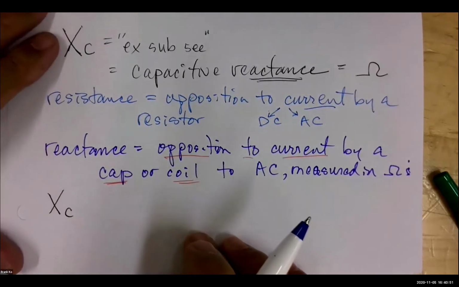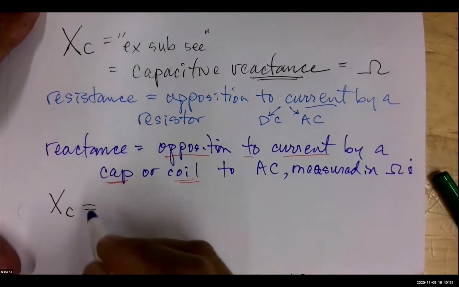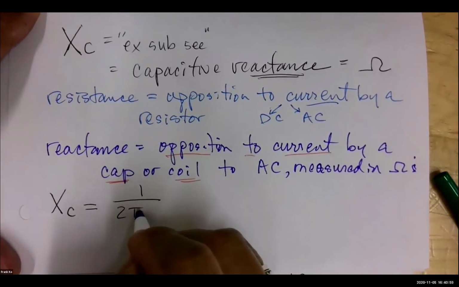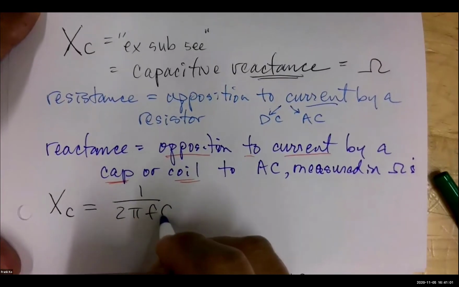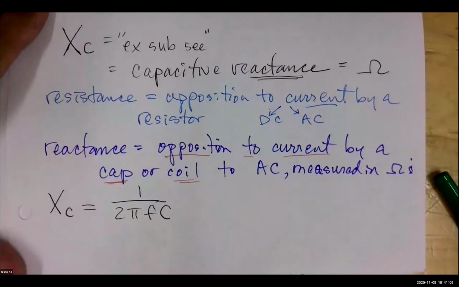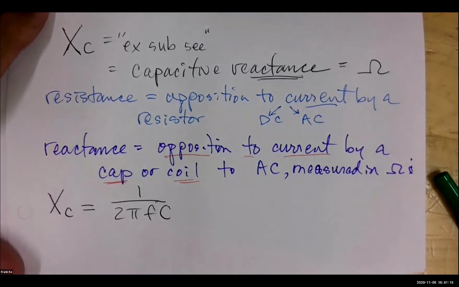I'll save that conversation for another time, but let's stay with X sub C. There's a formula for us to calculate X sub C: 1 over 2 pi FC. There's your formula for capacitive reactance. So whenever you have a 1 over anything, does this look similar to our reciprocal calculations that we've done before?